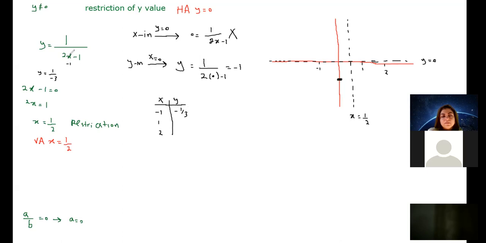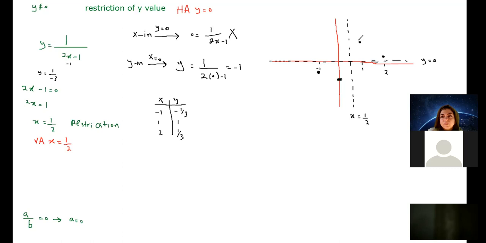If you put 1 here, 2 minus 1 is 1. So 1 over 1 is 1. If you put 2 here, 2 multiplied by 2 is 4. 4 minus 1 is 3. So 1 over 3. These points are enough for me to graph it. So here, negative 1 over 3 is approximately here. This point, negative 1, 1 is 1. This there. When it's 2, it's 1 over 3.